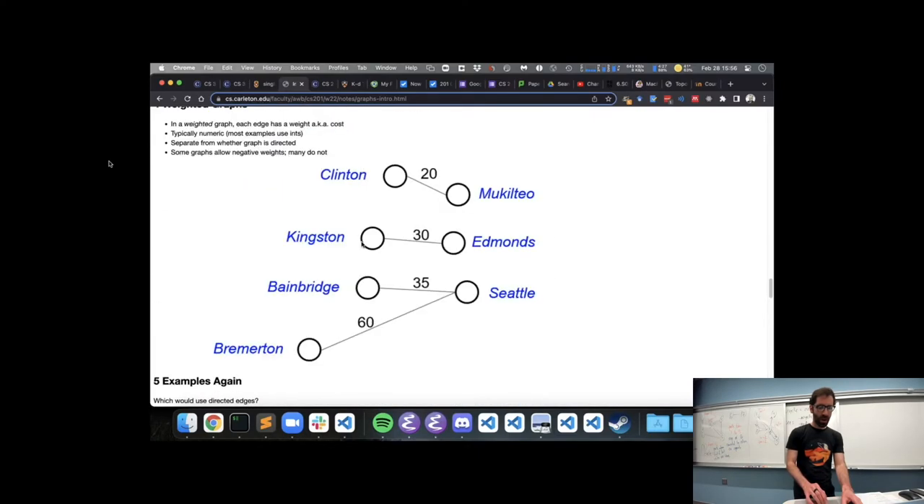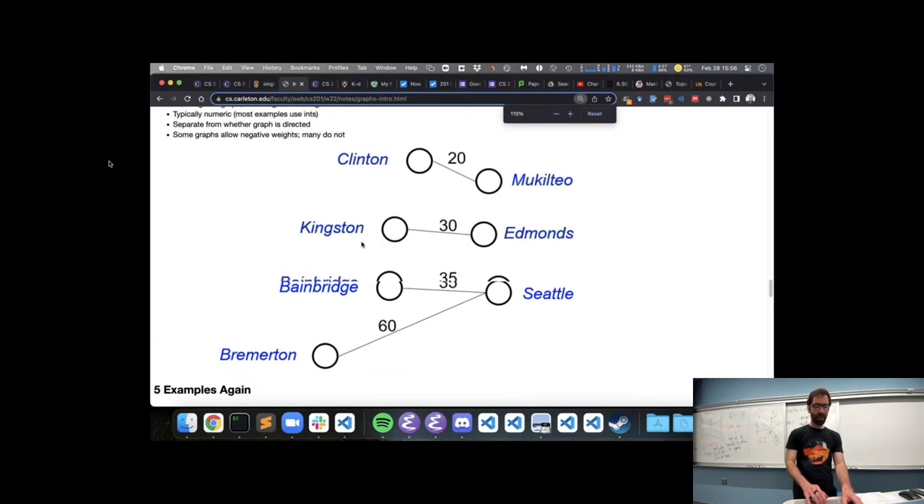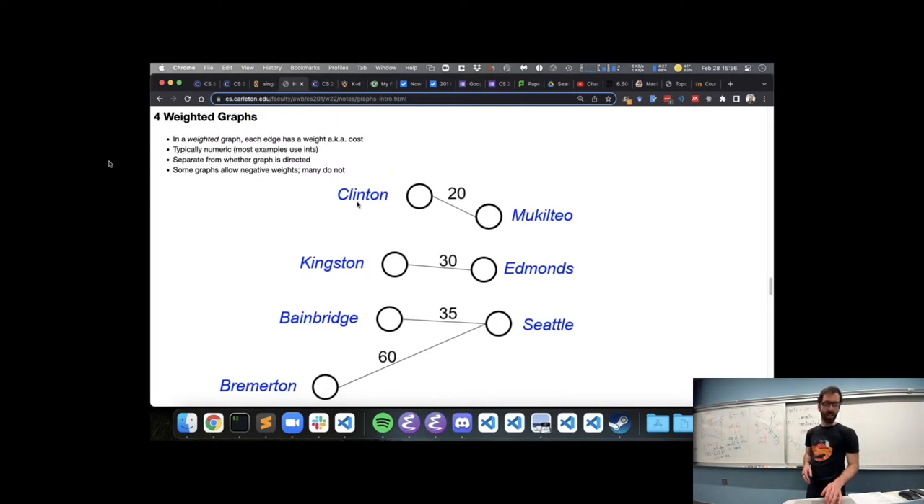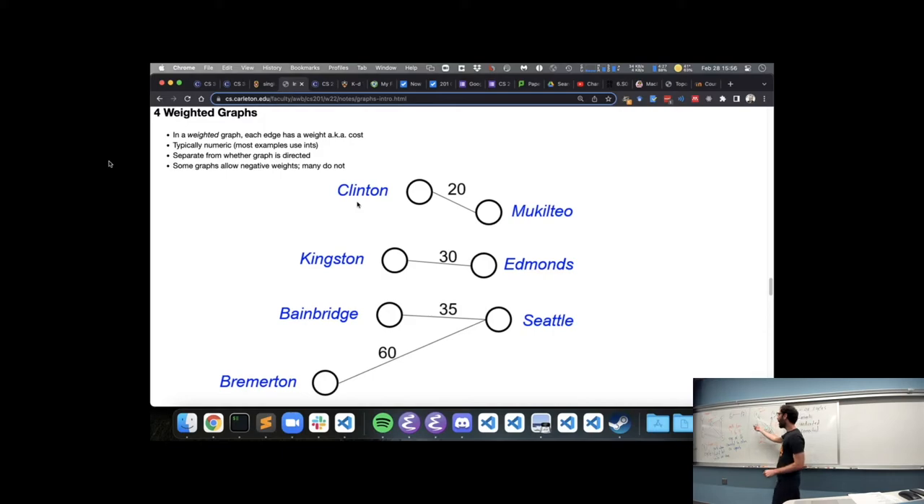faster. So one kind of graph that can be either directed or undirected is a weighted graph. And this is just the idea that our edges now have some numerical value associated with them. What's shown here is different cities you can take a ferry between in the Seattle Puget Sound area. And the weight on the edge might be the amount of time that ferry ride takes.